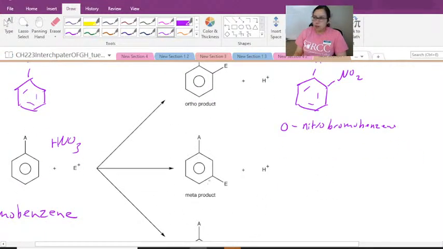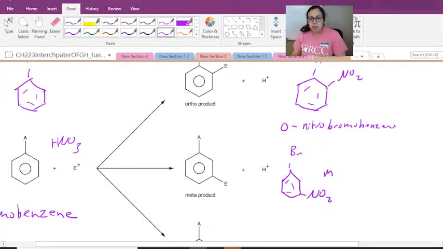If you did the meta substitution product, let's just draw out an example. Meta is now two away, and it could also be on this side, right? They're the same by rotation. Now to name it, you just put the little m, and it would still be nitrobromobenzene.